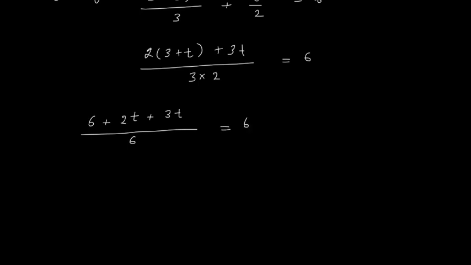Now I will multiply this 6 on the right hand side. So therefore we have 6 plus 2t plus 3t, which is 5t, is equal to 6 into 6. Now 5t is equal to 6 into 6, which is 36, minus 6. 36 minus 6 is 30. So 5t is 30. This gives me t is equal to 30 upon 5. 5 6s are 30. So the value of t is 6.